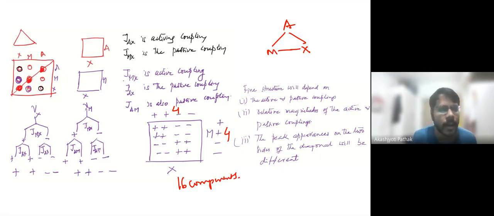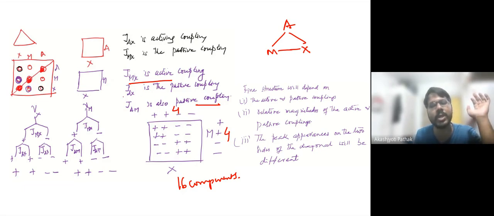Okay, so when you are considering the MX crosspeak, MX is the active coupling, AX is the passive coupling, and JAM is also the passive coupling. So for this 3-spin system, A is coupled to M, and A is also coupled to X. If you are considering the MX crosspeak, then MX is the active coupling, while the other two are the passive couplings. If you are considering the AX crosspeak, then AX is the active coupling, and the other two are passive couplings.